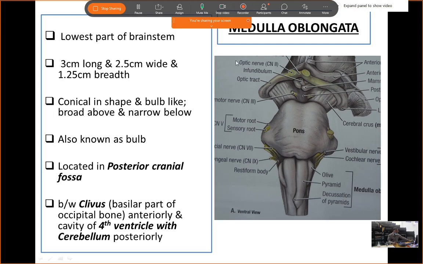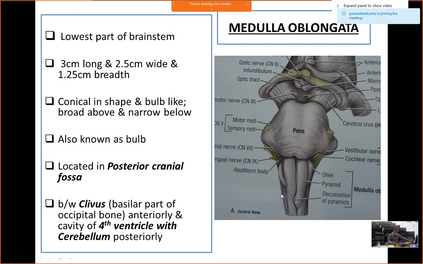So, coming to the medulla oblongata. This is the lowest part of your brainstem. Its vertical length is around 3 centimeters. 2.5 centimeters is the width at the widest part, and this is the narrowest part of the medulla oblongata.